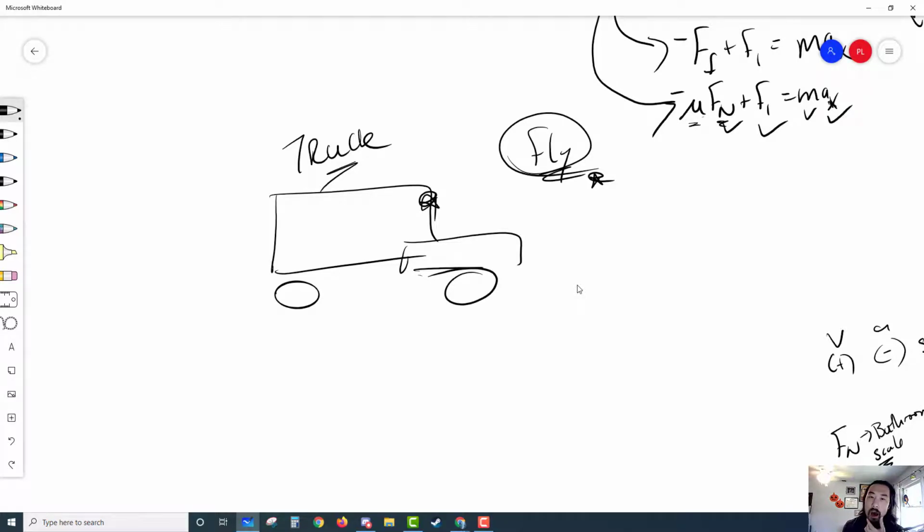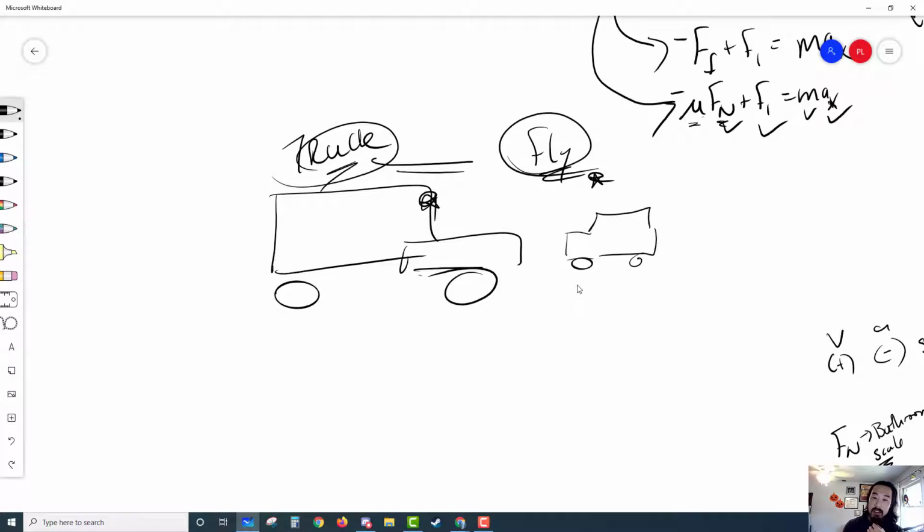Spoiler alert. But according to Newton's laws, both the truck and the fly experience the same force. Now, I'm here to tell you that I'm not going to put that exact question on the exam, but there are different versions of this kind of problem that you might come across. It could be a truck and a car, right? It doesn't have to be a fly.